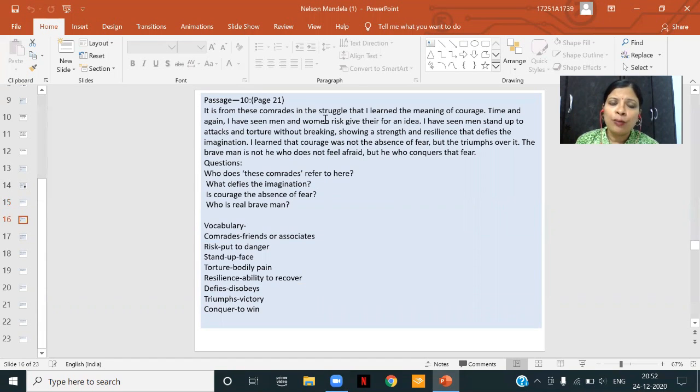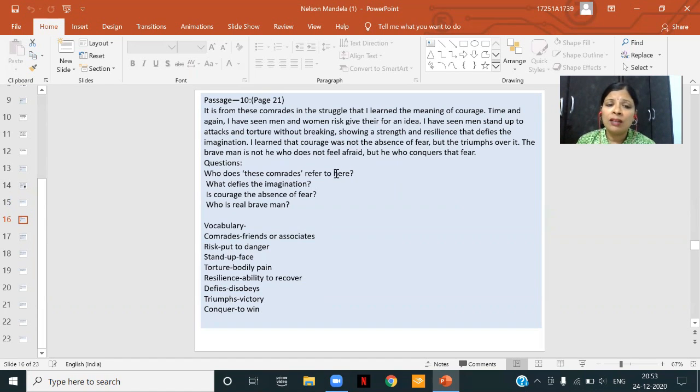It is from these comrades in the struggle that I learned the meaning of courage. Time and again, I have seen men and women risk their life for an idea. I have seen men stand up to attacks and torture without breaking, showing a strength of resilience that defies the imagination. I learned that courage was not the absence of fear, but the triumph over it. The brave man is not he who does not feel afraid, but he who conquers that fear. So this paragraph is very important for us children.